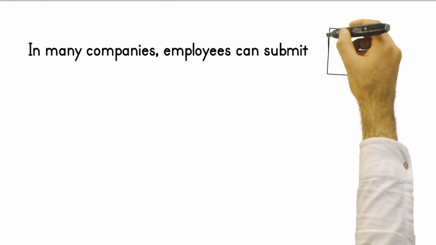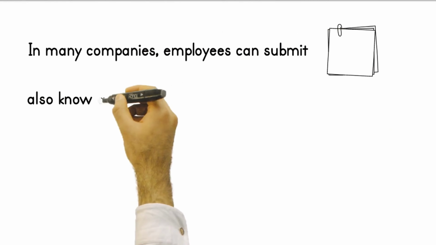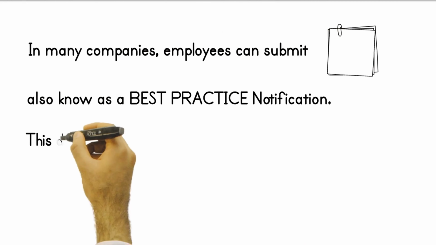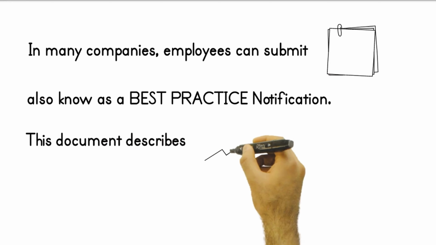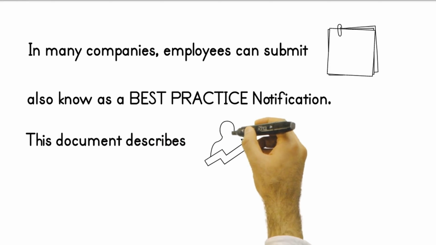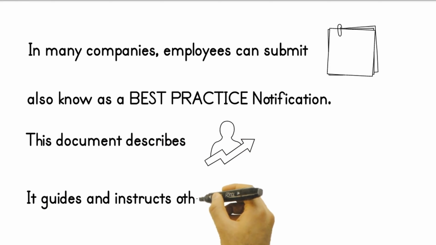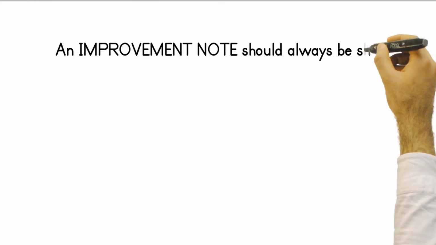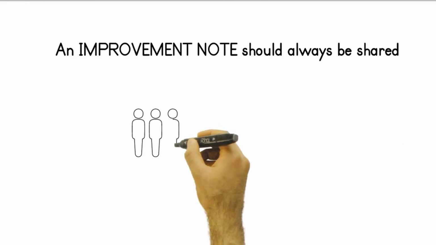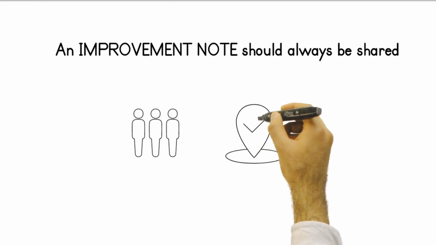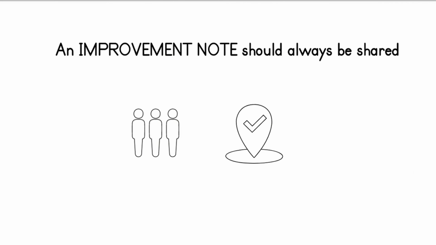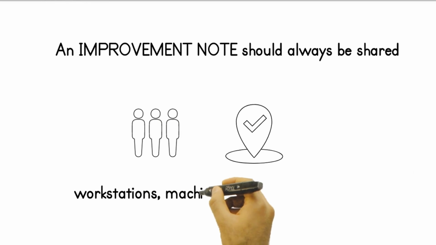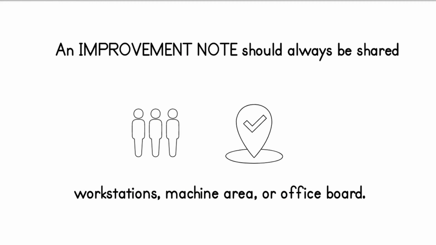In many companies, employees can submit an improvement note, also known as a best practice notification. This document describes an improvement idea or a necessary change. It guides and instructs others on how to proceed after the improvement has been introduced. An improvement note should always be shared with all affected people and posted physically at the place where the improvement applies, such as a workstation, machine area, or office board.